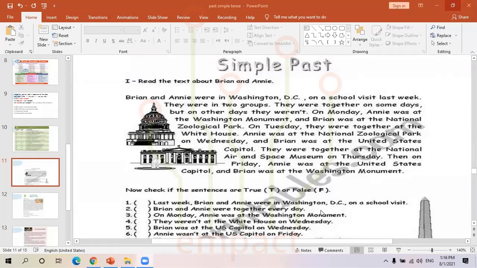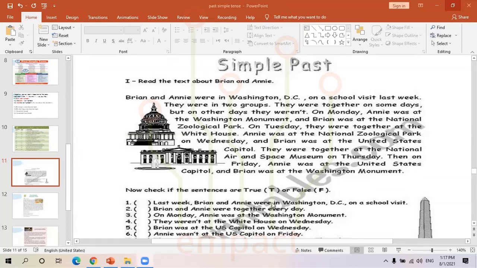Then I have Ahmed Ayad or yes, Hendren. Brian and Annie were in Washington, D.C. on a school visit last week. They were in two groups. They were together on some days, but on other days they weren't. On Monday, Annie was at the Washington Monument and Brian was at the National Zoological Park. On Tuesday, they were together at the White House. Thank you, Hendren. Well done.